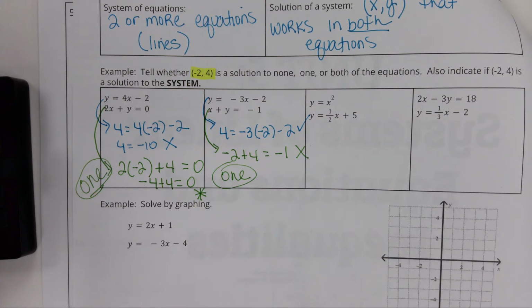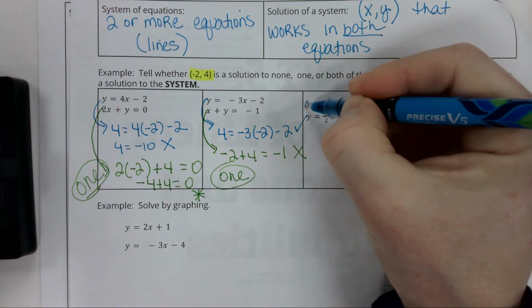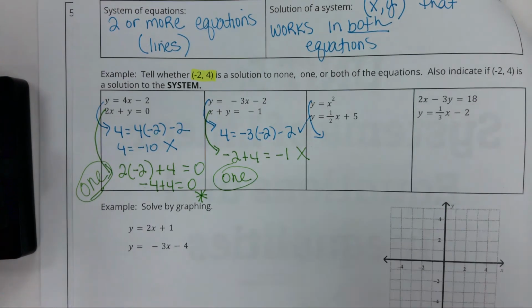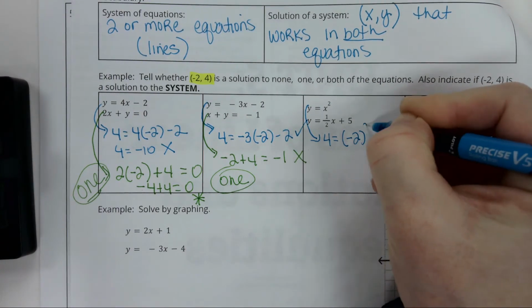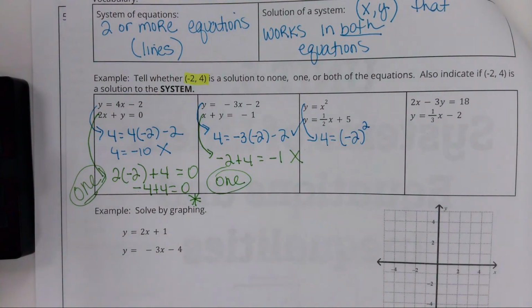That's the second power. What do we do if it's x to the second power? Just square it. All right, y equals x squared. Does 4 equal, be careful, negative 2 squared? Negative 2 squared means negative 2 times negative 2. That's true. Negative times negative is positive.